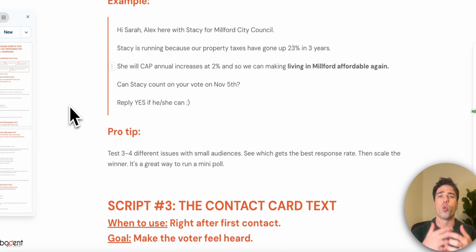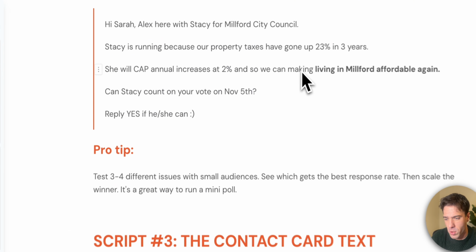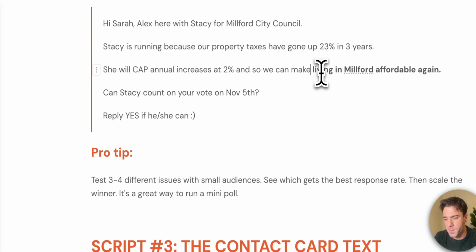Let's go through the example written out as it would sound for your campaign. Hi, Sarah. Alex here with Stacy from Milford City Council. Stacy is running because our property taxes have gone up 23% in 2 years. She will cap annual increases at 2% so we can make living in Milford affordable again. That should be "make," not "making." Can Stacy count on your vote on November 5th? Reply yes if she can.